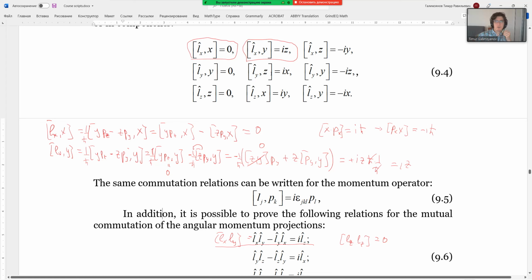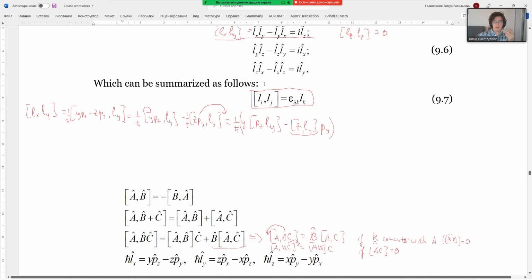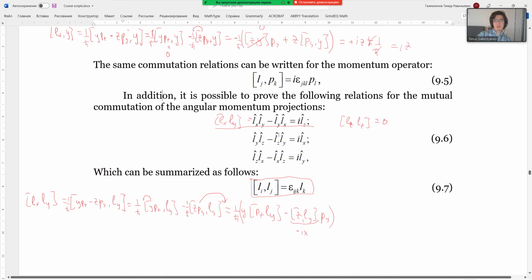We know that Ly Lz equals i Lx. That is why if we reverse them, Lz Ly will equal to minus i Lx. It's minus i Lx. What about Pz? Pz, we have to write down this equation. No problem.